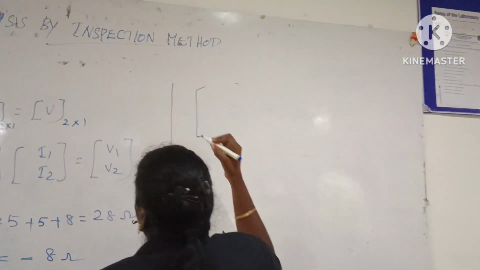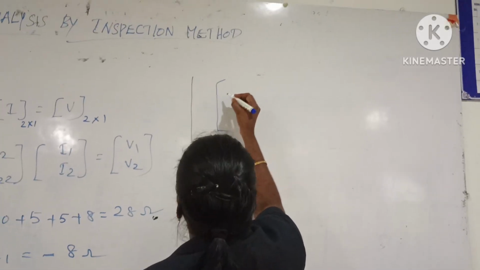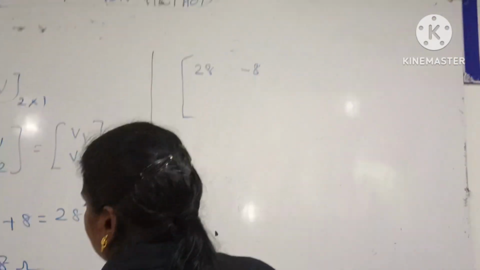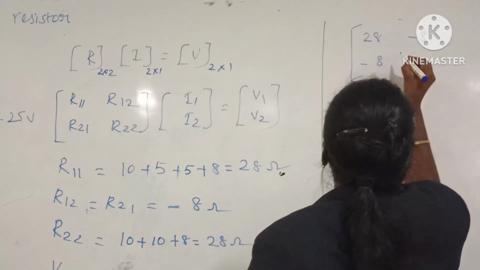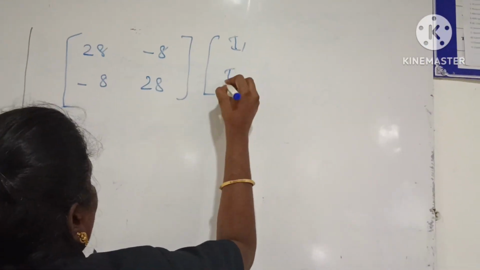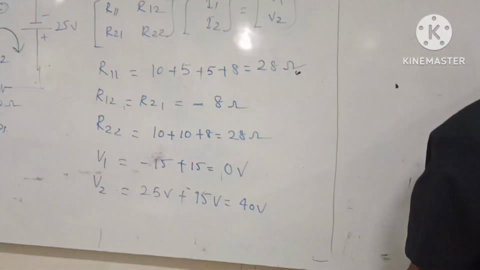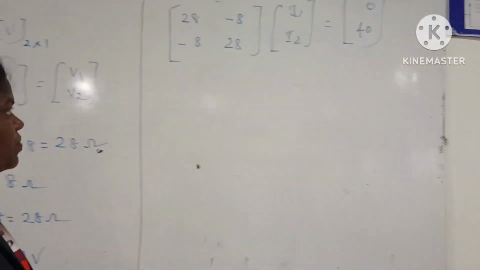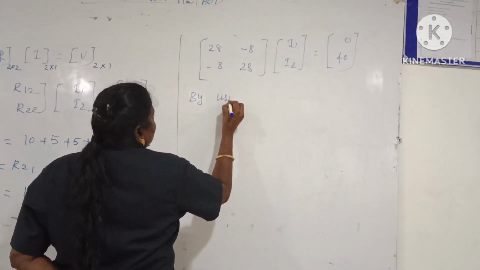So form the general matrix for this. R11 is 28 ohm, R12 is minus 8 ohm, again R12 is equal to R21, so minus 8, R22 is 28, then I1 and I2, and V1, V2 voltages are 0 and 40. Okay. So you have to find it by using the inspection method.